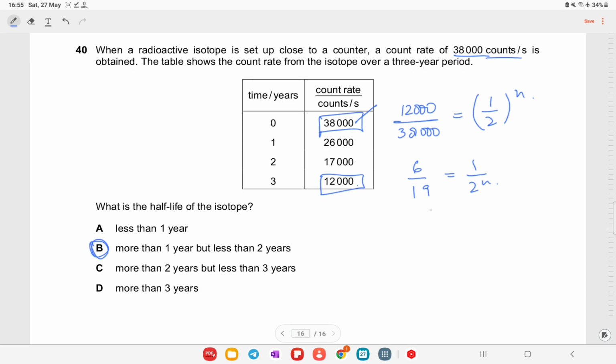Now you do the cross multiplication, and it's going to be 19 over 6, so n equals 1.6. So it's going to be greater than 1 year but less than 2 years. This is the right answer, because 1.66 means it is greater than 1 year and less than 2 years. So this is going to be your final answer. Thank you very much.